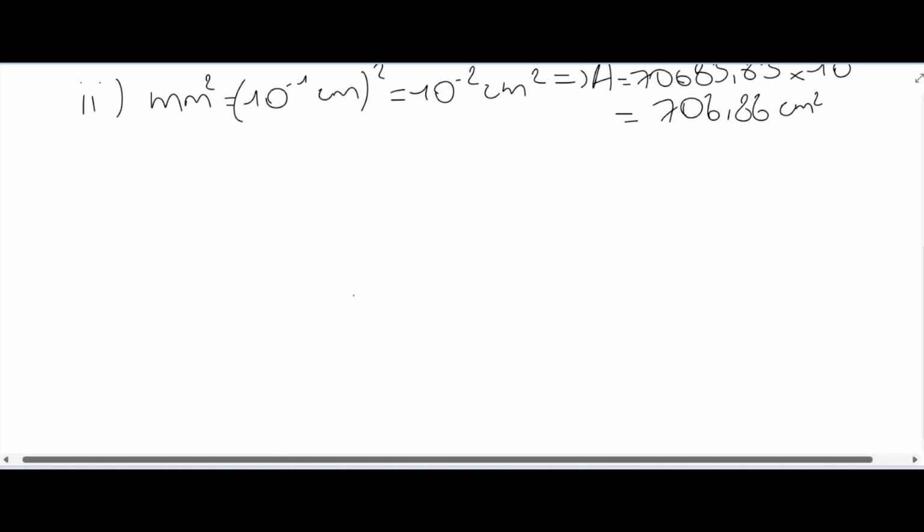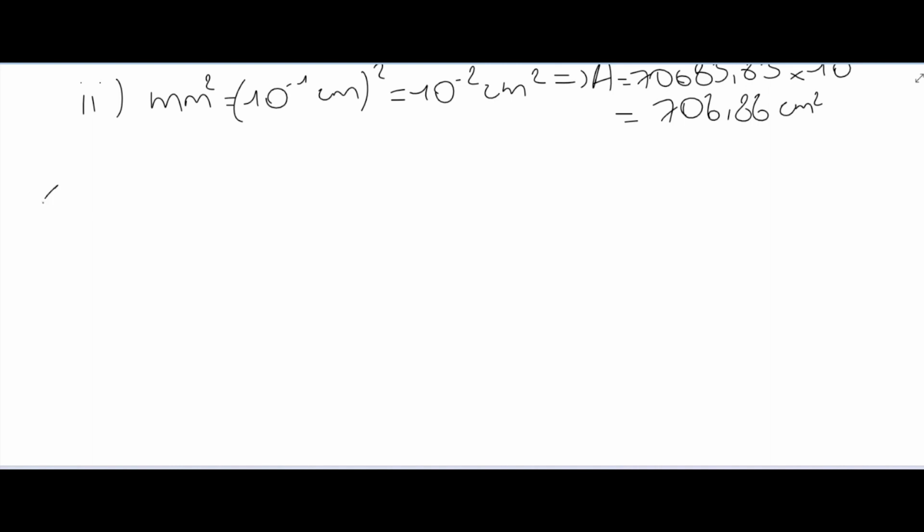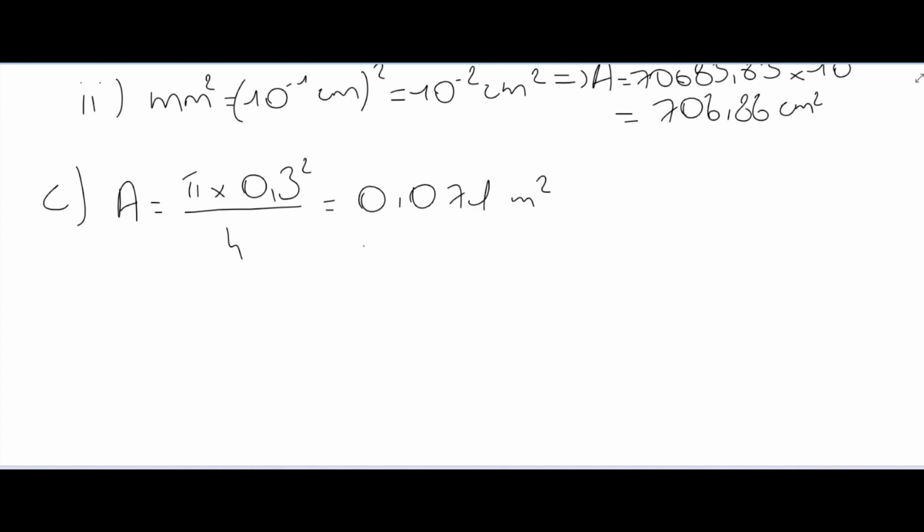Right, so part C, we wanted the area in square meters, so we'll do it just like the first. We'll just put the diameter in meters, which is 0.3. There we go, over 4, and that gives us 0.071 meters squared. There we go, fantastic.